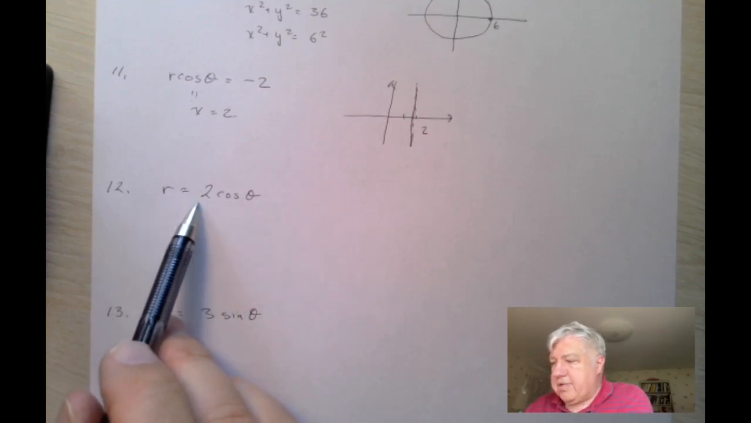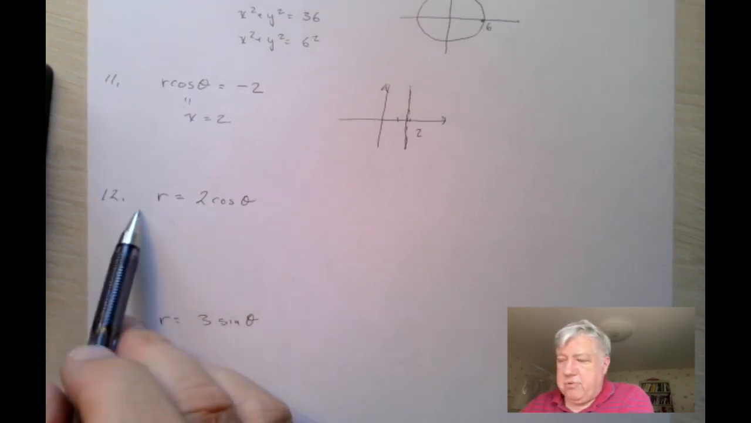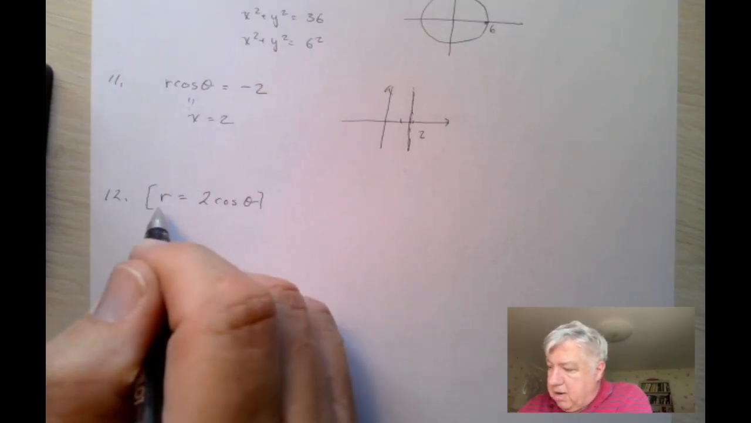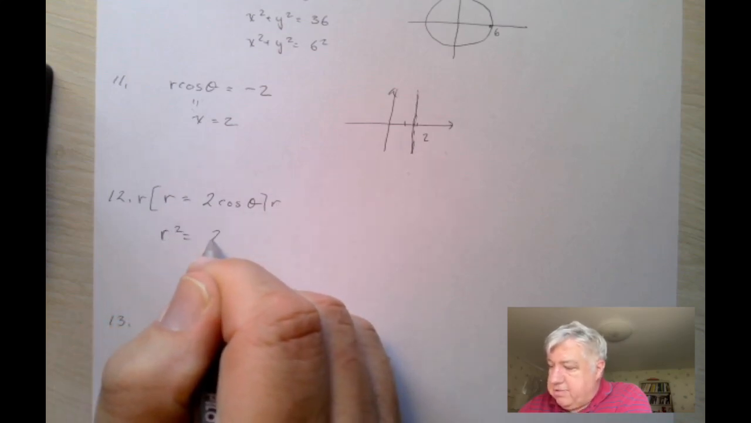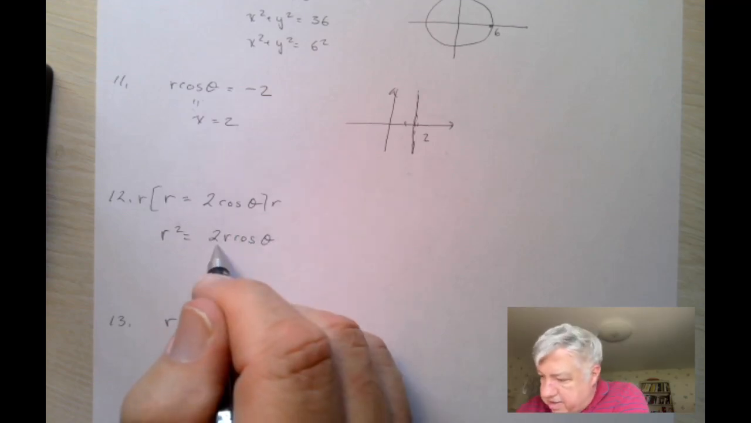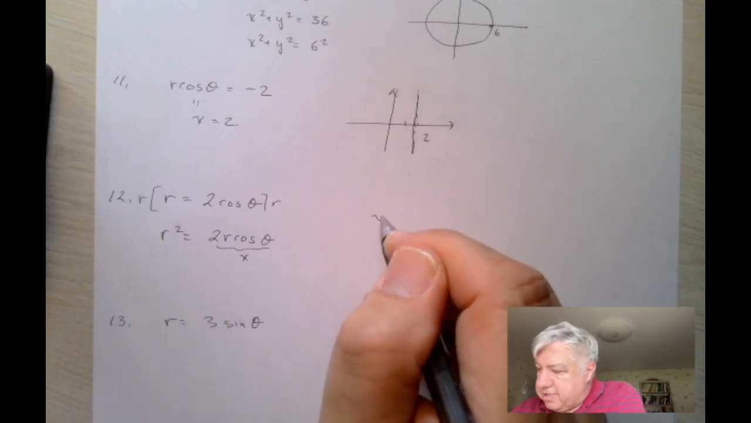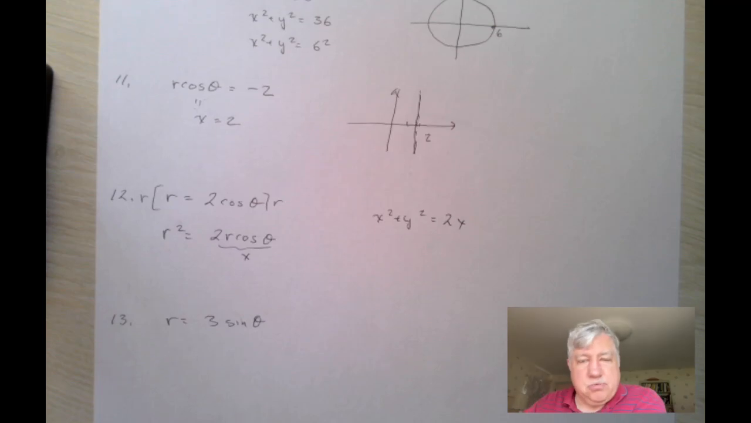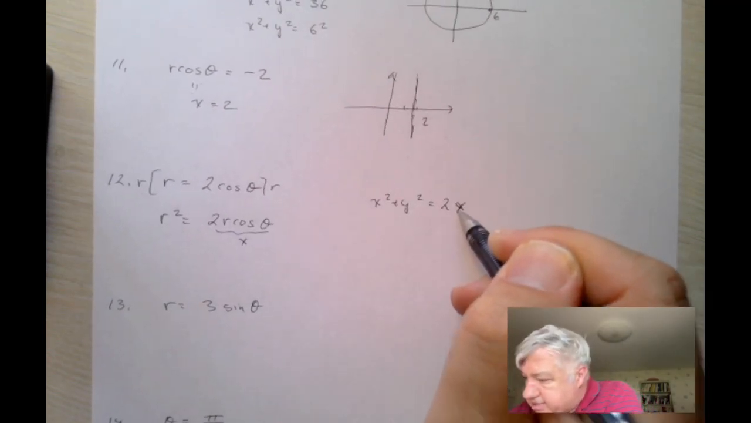How do you do that? Well, this is a little tough because there's no r here, but there's no reason why you can't multiply both sides by r. If you multiply both sides by r, you get r squared equals 2r cosine theta. I group the r next to the cosine theta because we know that this is x. And r squared, of course, is x squared plus y squared. So we get x squared plus y squared equals 2x. Now everything is in terms of x and y.